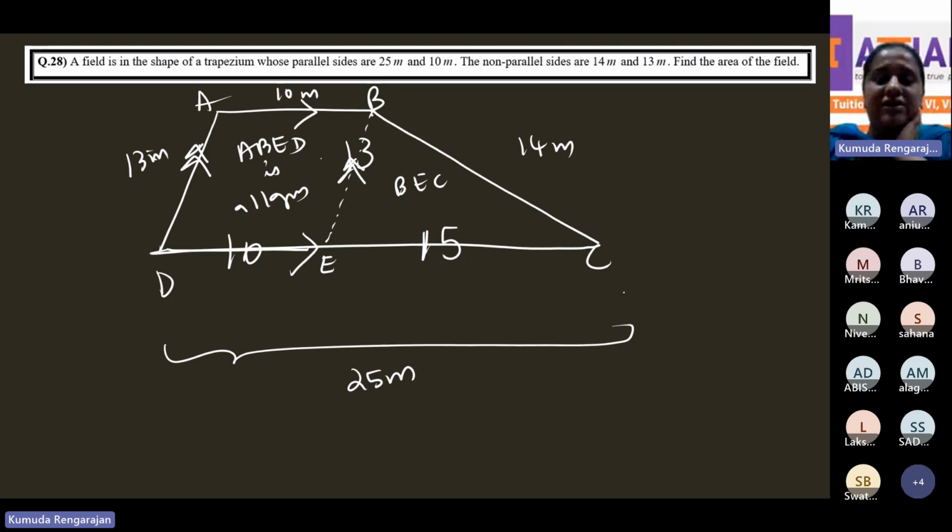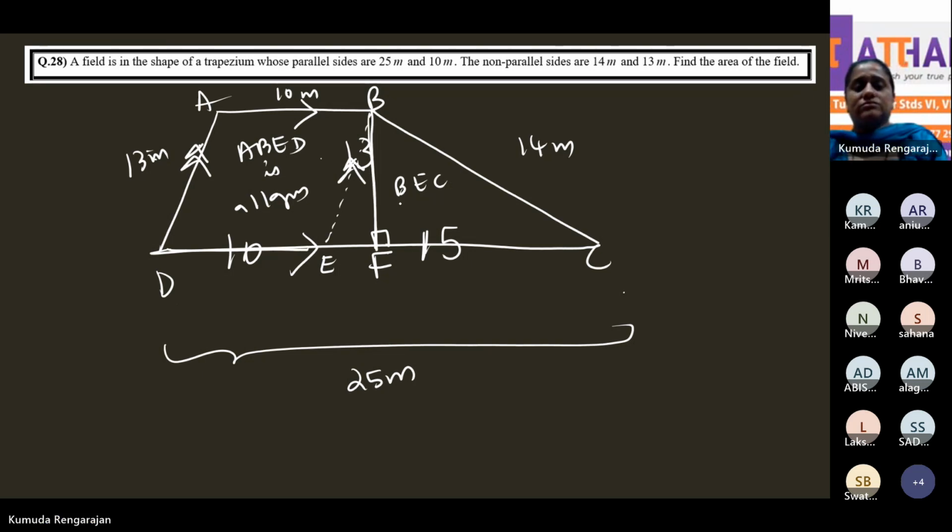Step three is, in the triangle, construct the altitude. Now find the area of the triangle BEC using Heron's formula. Once you find the area of the triangle using Heron's formula, find BF using the formula half base into height. That's all. Once you find BF, you can answer this question. We want to find BF.